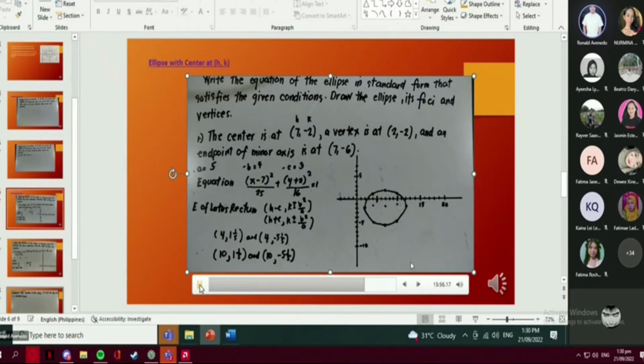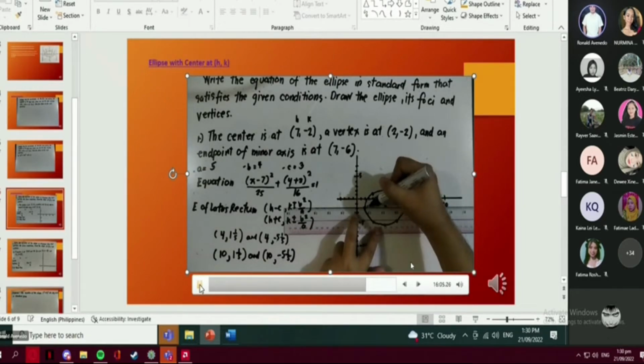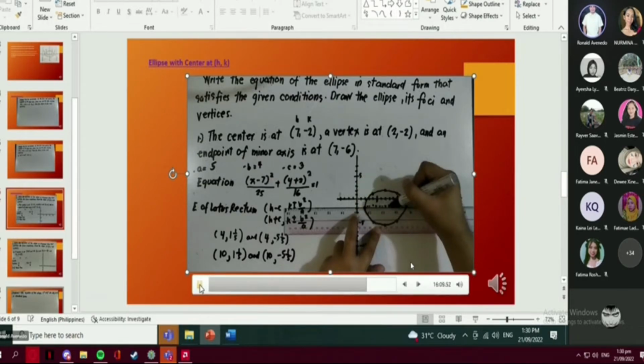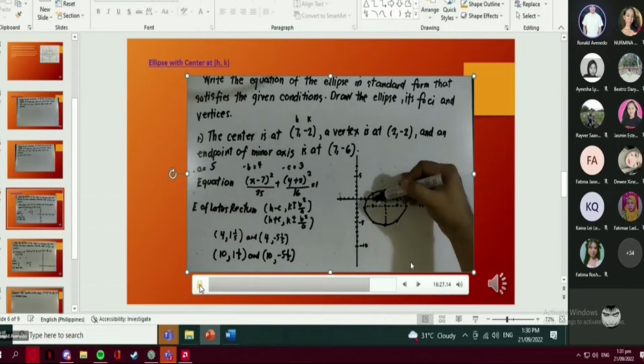Okay, so the ellipse. This is the major axis. It should touch a point on a line. So we have the focus, another focus, and the center. Then this is the minor axis. Then we have here the latus rectum.